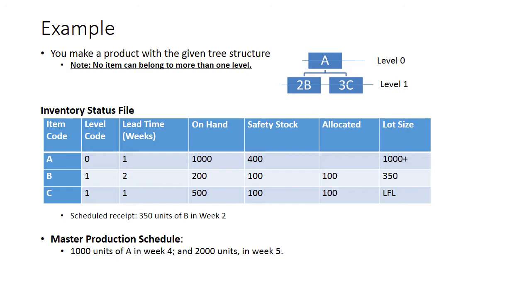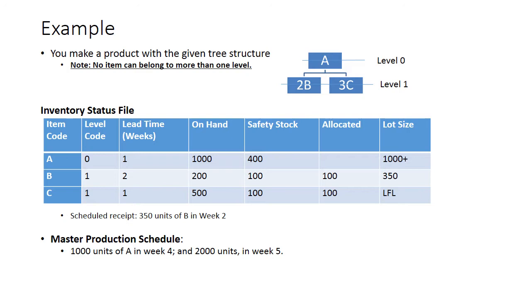Please make sure that you understand that if we are doing it by hand, no item can belong to more than one level. That means you can't have B at level 1 as well as level 4 or level 3 or so on. No item can belong to more than one level. If that is the case, if the item belongs to you, may have to make adjustment. Let's keep it simple for the time being. Let's assume that no item will belong to more than one level.